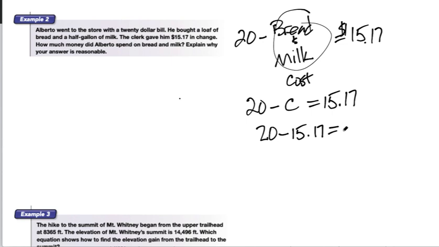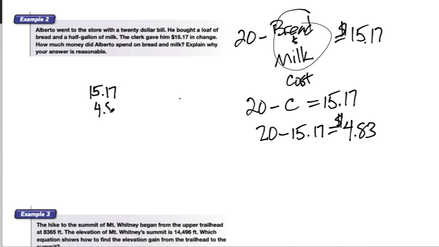And so when I do that, lining everything up, I'm going to end up getting $4.83 for bread and milk. My goodness, I wish that were the case nowadays. All right, so $4.83. How can we be sure? Explain why your answer is reasonable. Well, couple ways you can explain it, because that's the math we did.